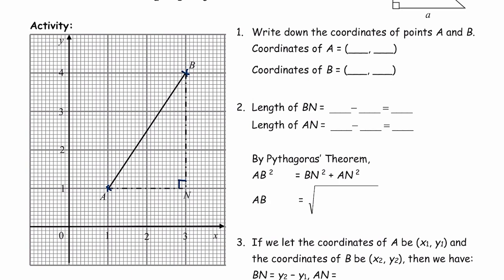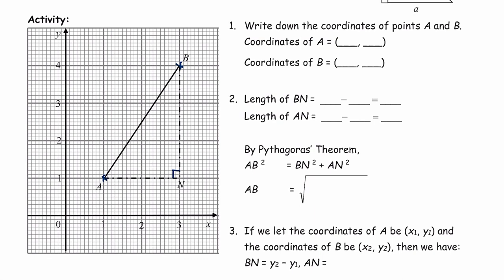So next, we're going to fill some of these things in. Coordinates of A is 1, 1. And I'm going to mark out here as well, 1, 1. And the coordinates of B would be 3, 4. Again, I'm going to mark out 3, 4 over here. So next we'll proceed to find the length of BN and AN. The length of BN would actually be the number of units between N and B, and that is quite obvious. That is 3 units.